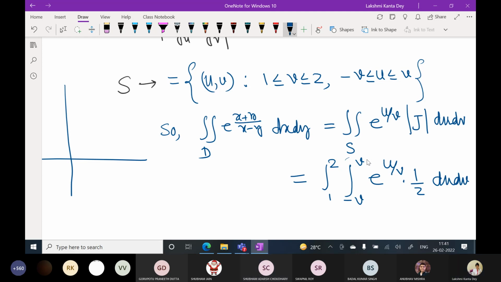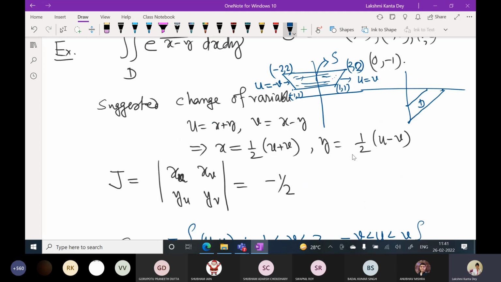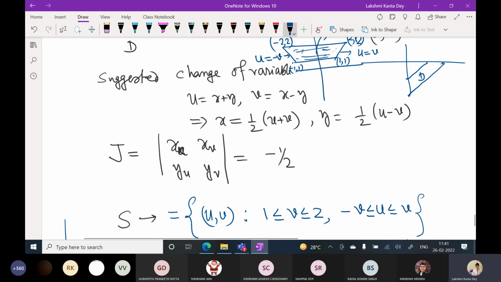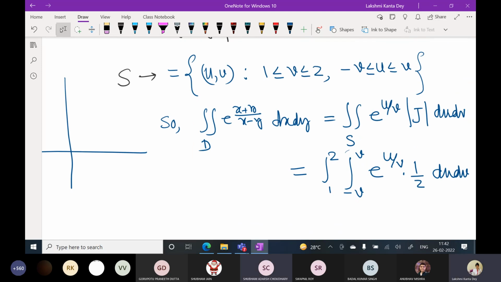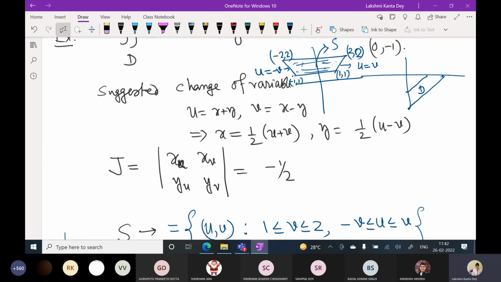You see the picture, then only you understand. U is here. So basically, it has been written in terms of the type 1 region, right? Okay, I write in a different color. This is 1, this is 2. And then this is minus v, this is v.